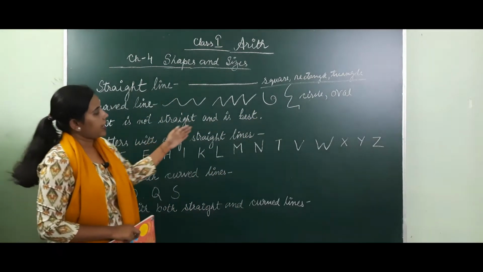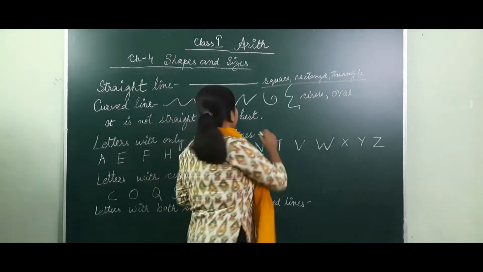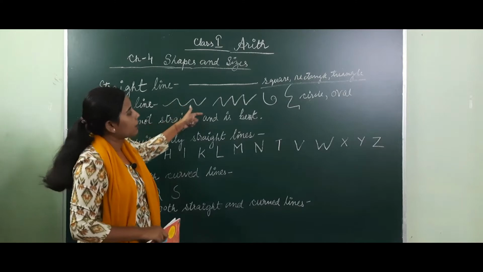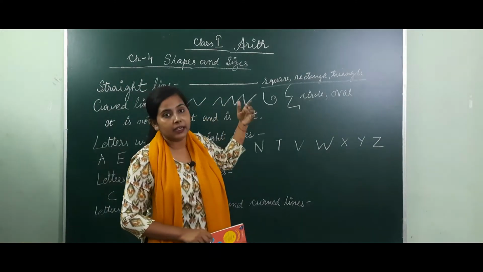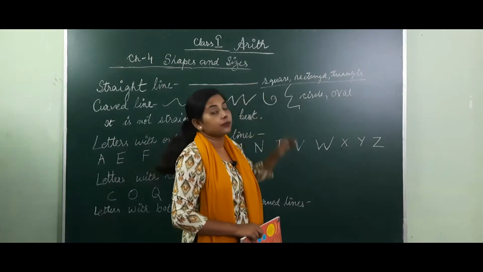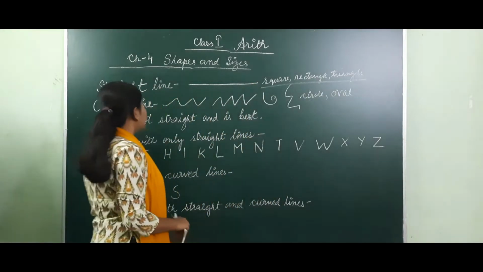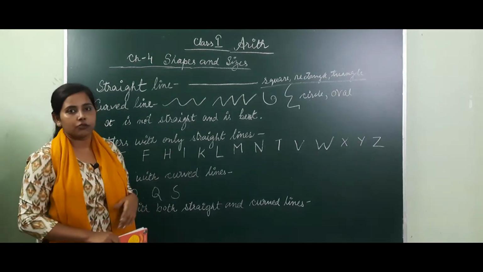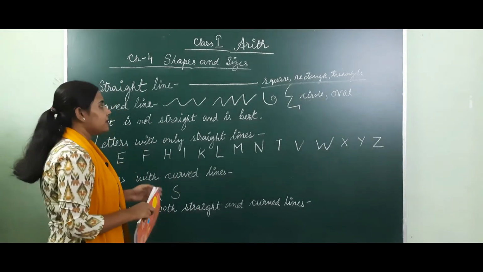It is not straight and it is bent. Okay, these are not straight, it is going up and down, sometimes in a zigzag way, sometimes it comes from up to down, from down to up. These are known as curved line or curved shape, which is not straight and it bends, it moves left and right.